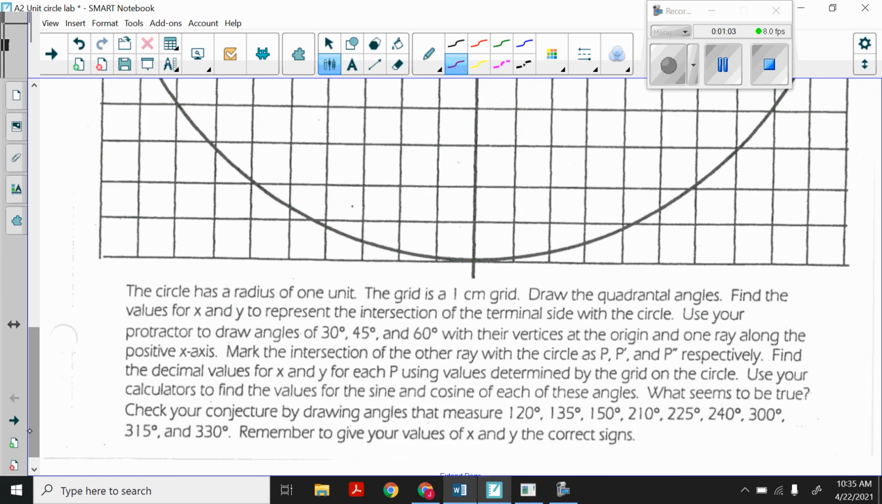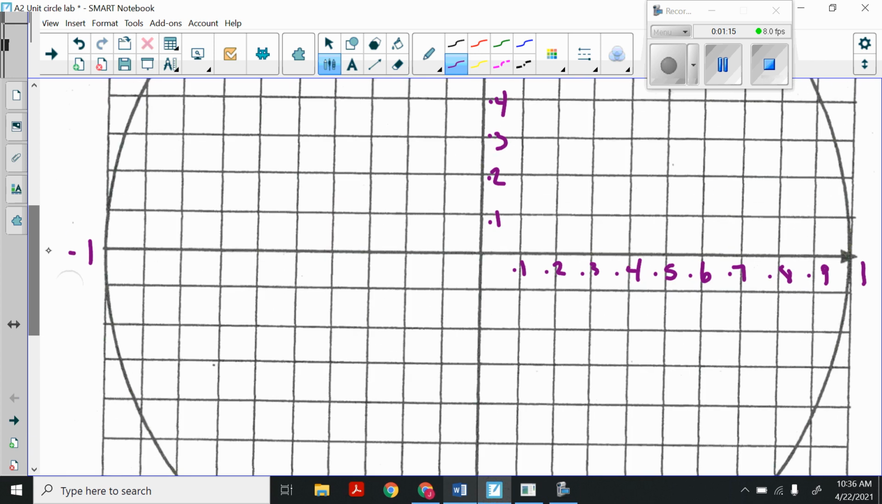So then it tells you that it's a 1 centimeter grid. Draw the quadrantal angles, okay? Find the values for x and y to represent the intersection of the terminal side with this circle. Okay? So the quadrantal angles, that is, this one is 0, okay? So the point right here is going to be 0, but then also back to 360 degrees. This is going to be the point 0, 1, or sorry, 1, 0. So this is going to be point 1, 0.